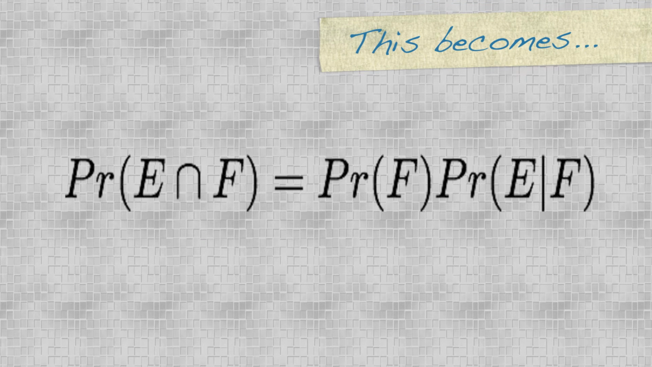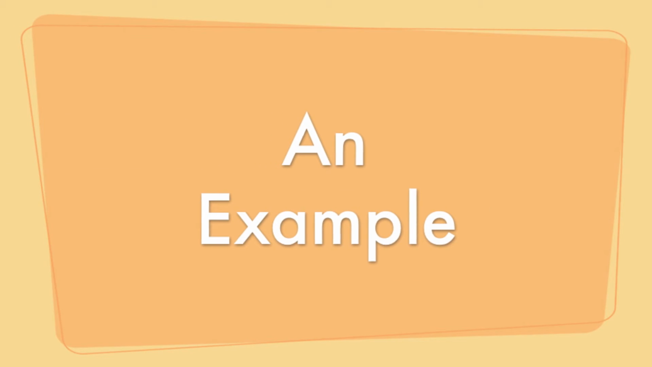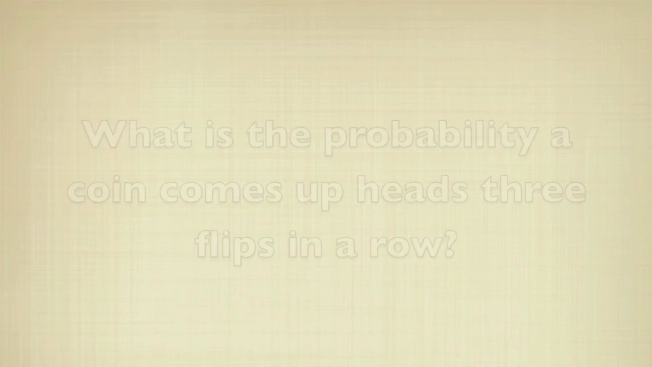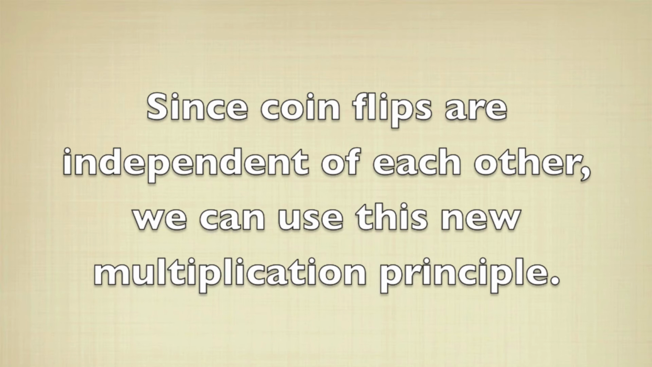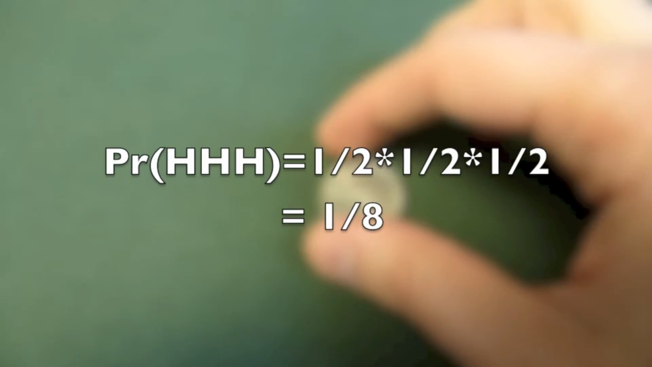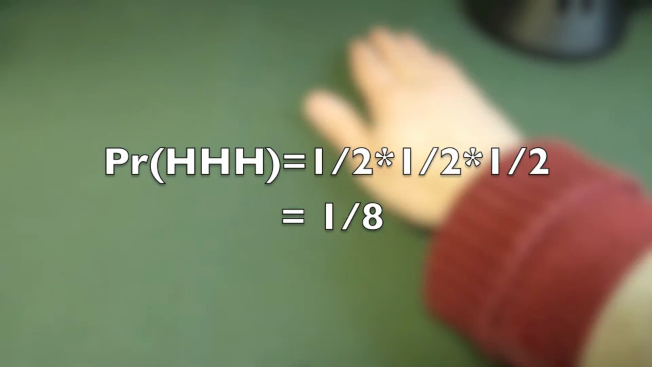This makes the multiplication principle much simpler, because in an independent event case, the probability of E given F is just the probability of E. So when the events are independent, the multiplication principle becomes really easy to use. As an example, let's take a look at this. What is the probability that a coin comes up heads 3 flips in a row? Since coin flips are independent of each other, we can use this new multiplication principle. The probability that we get 3 heads is going to be the probability we get a head on the first, multiplied by the probability we get a head on the second, multiplied by the probability we get a head on the third. We know each of those probabilities, each of them is a half. So my probability of 3 heads is just going to be the product of a half 3 times, or 1/8.